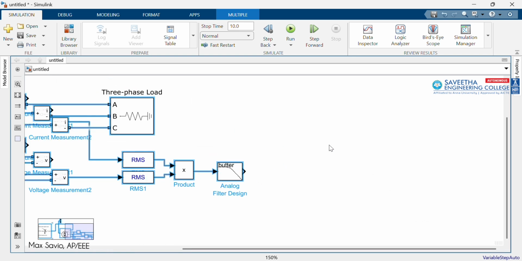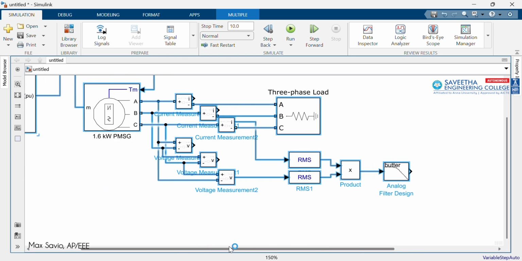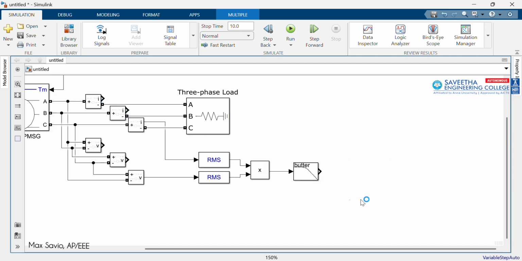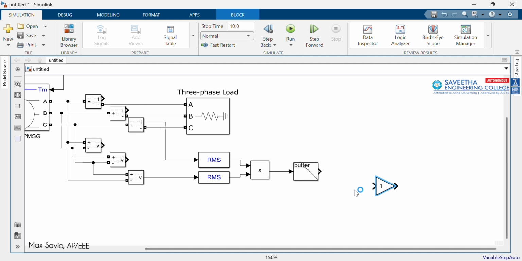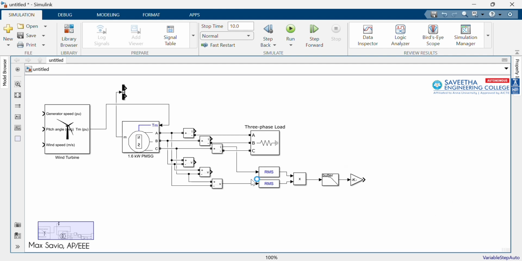So for the measurement and the comparisons, it would be much better if I could change the power value to kilowatts. So I put a gain and just multiply the output by 1000 so that I get it in kilowatts, right? Okay, this is the part where we are going.